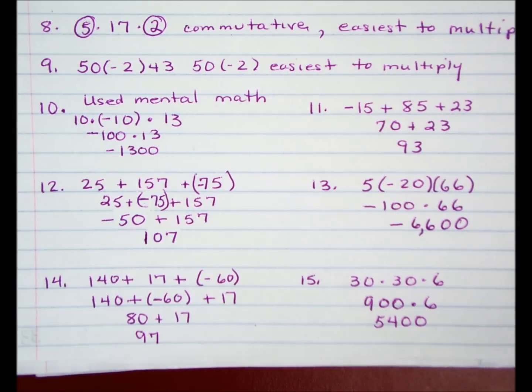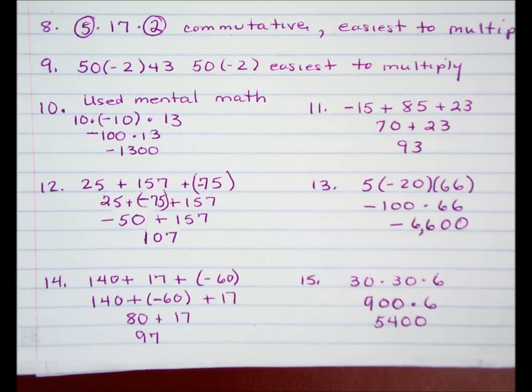Then number 10, they ask you to use mental math to simplify each expression. The first one was 10 times 13 times negative 10. You should have done negative 10 times 10 is negative 100, times 13 would be negative 1300. And number 11 was negative 15 plus 85 plus 23. Negative 15 and 85 would be 70, and 70 plus 23 would be 93.